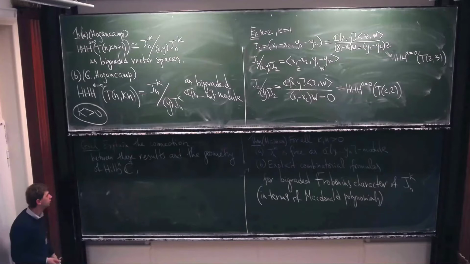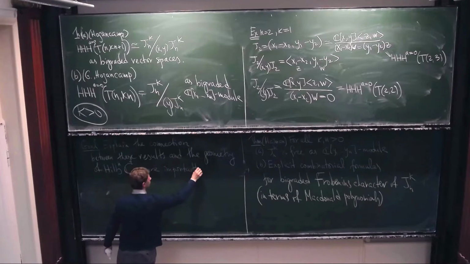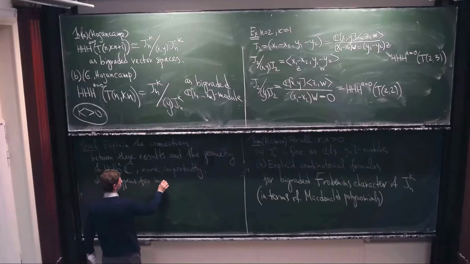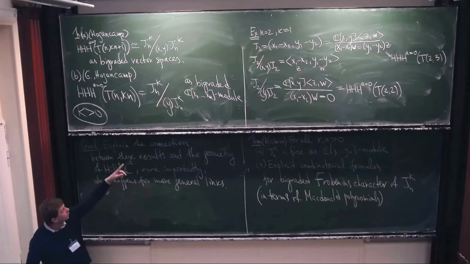And more generally, and more importantly, what happens for more general knots and links. But the goal for today is much more modest. I just want to explain where these answers come from for two strands.